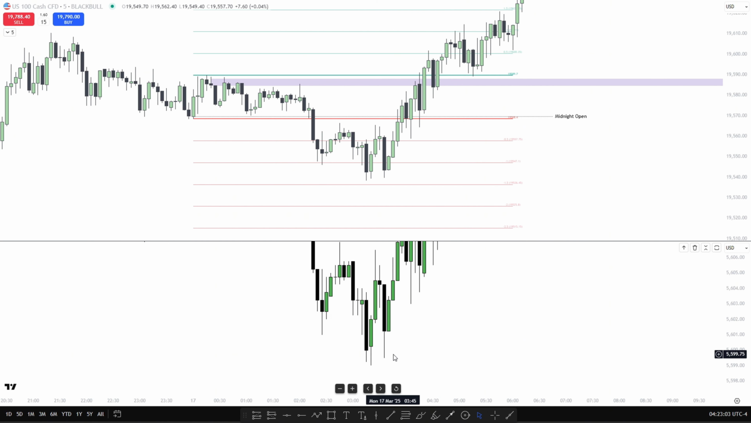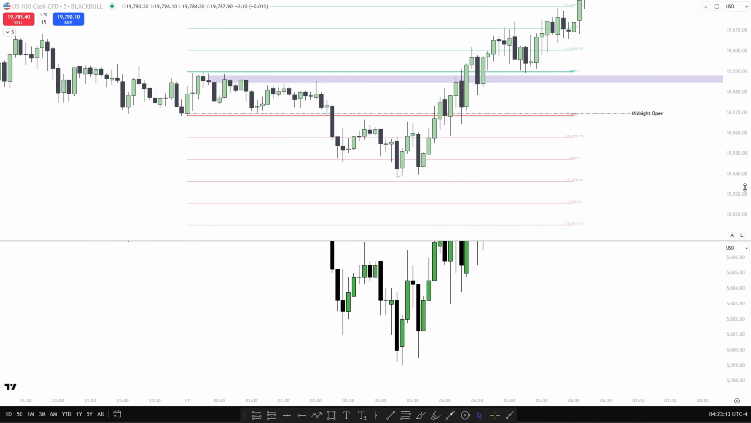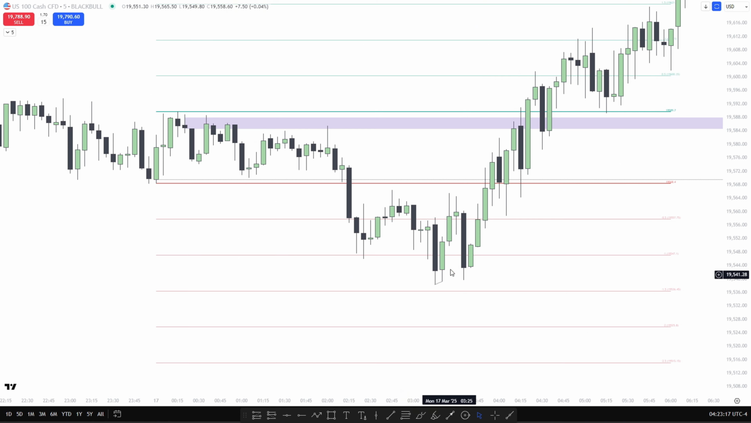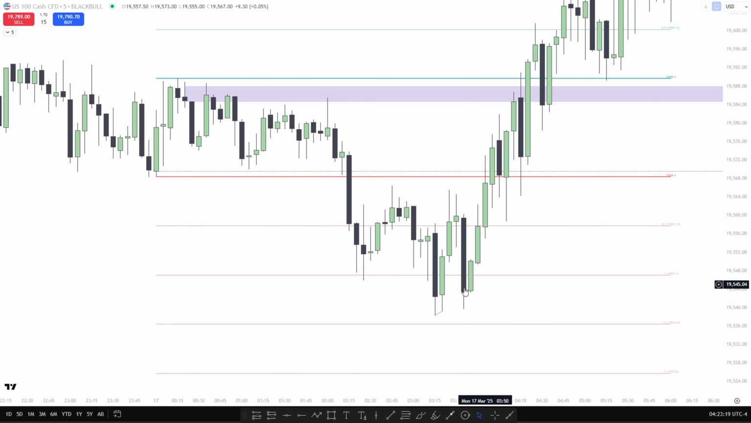There is a small SMT here between these 2 candles and these 2 candles. You see here. It's more easily distinguished on the 1 minute, but it is an SMT on the 5 minute as well.